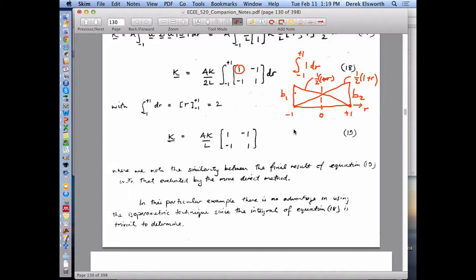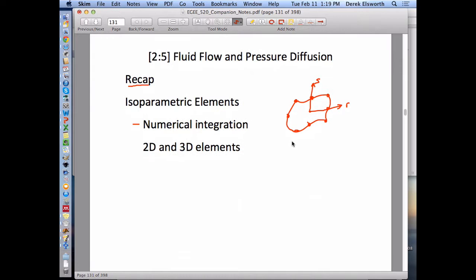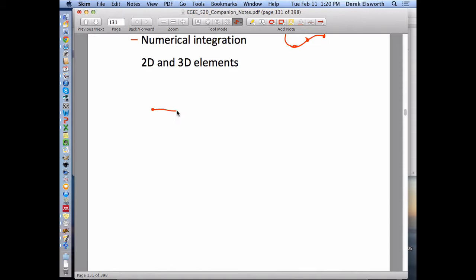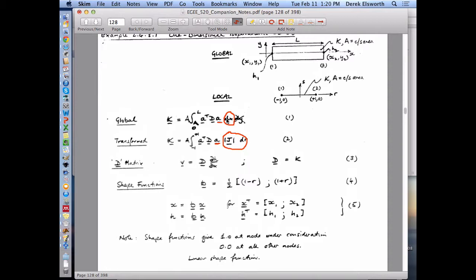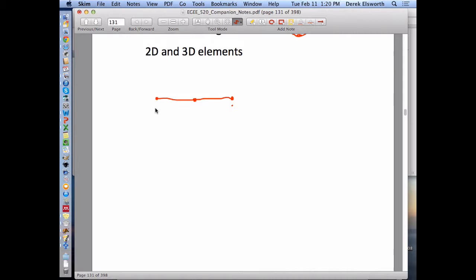Let me write it here. And so you could imagine, for instance, that you could have an element that would maybe be a linear element, but it would have three nodes in it. I'm not sure what the numbering convention is. I'm just going to say the left-hand one is 1. And so these would be nodes 1, 2, and 3.